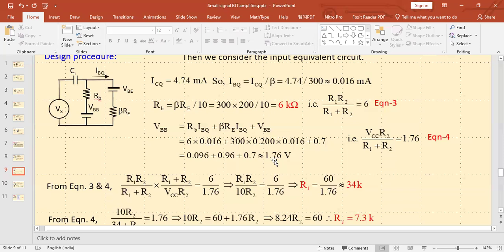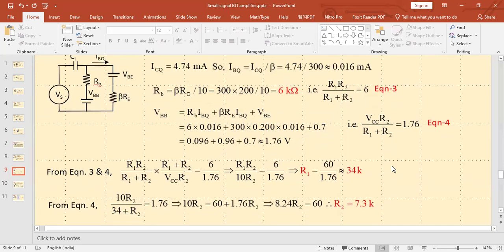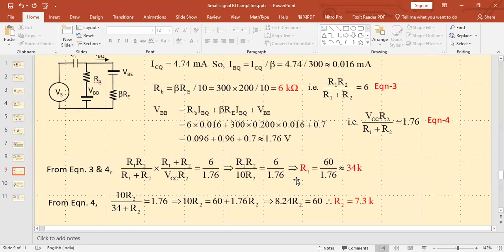If VBB is 1.67 volt, then in terms of the potential divider, VBB is equal to VCC R2 divided by R1 plus R2, equal to 1.67. This is equation 3, this is equation 4. In both equations, there are two variables, R1 and R2. If you just solve them as linear equations, you will find R1 is equal to 34K and R2 is equal to 7.3K.